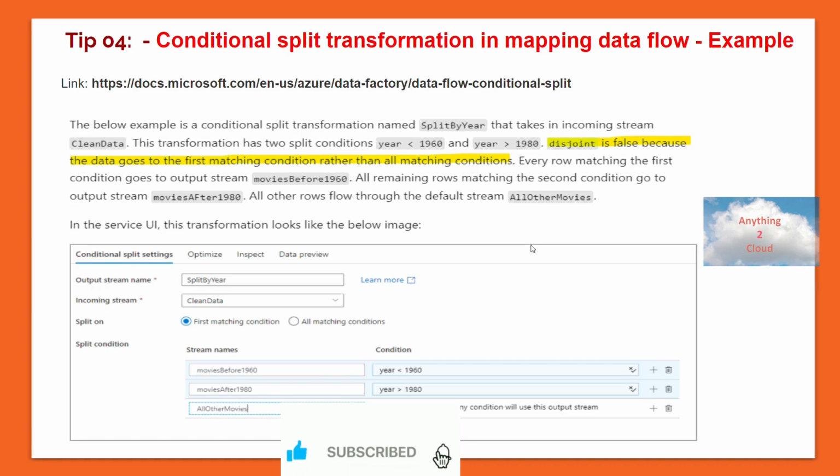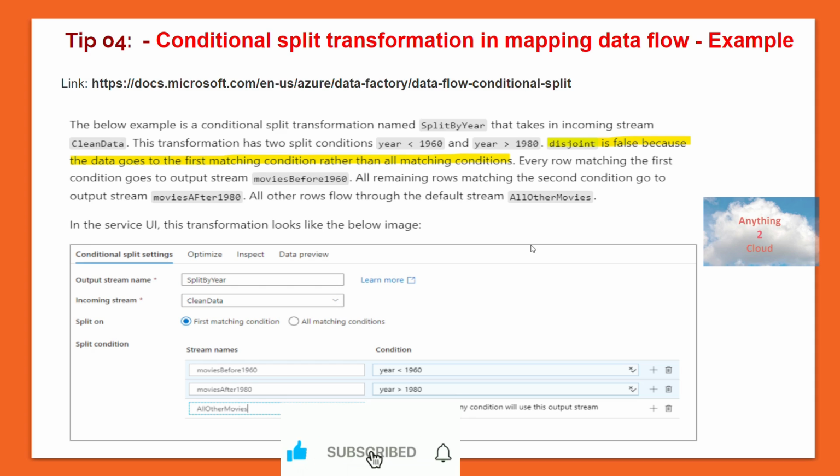Next one is regarding a conditional split example in the data flow. As we see in the screenshot, we're going to split the incoming stream by year. We have year less than 1960 and year greater than 1980. That's how we're going to split the incoming stream. If you see the diagram, the split condition is mentioned here: year less than 1960, year greater than 1980, and for all other years it has to go to the default condition, use this output stream. And you have the split on condition mentioned as first matching condition.